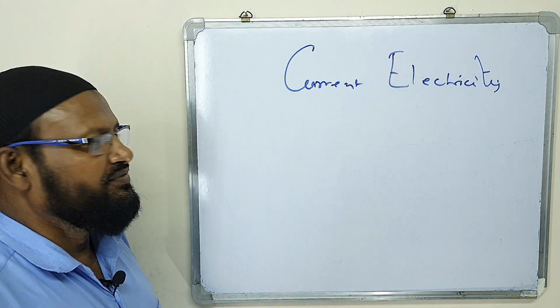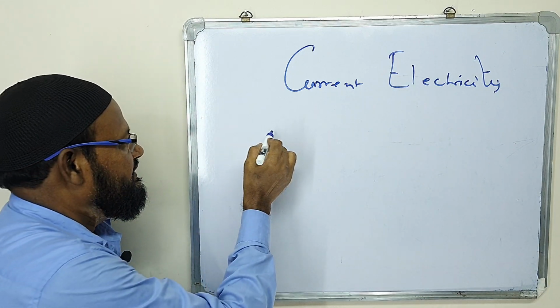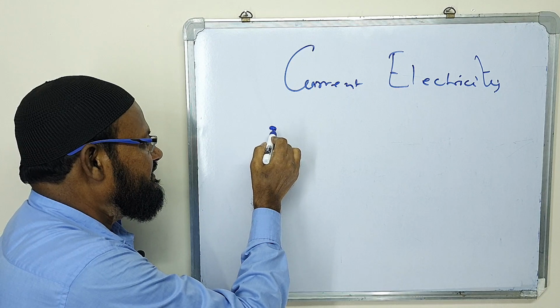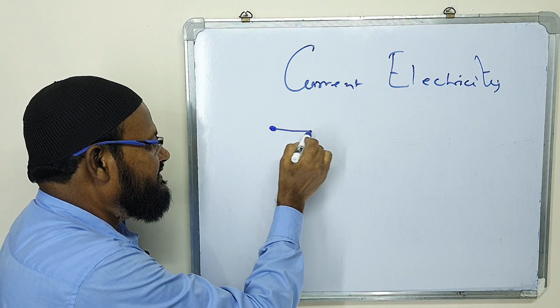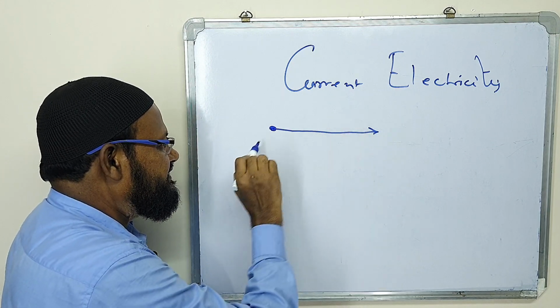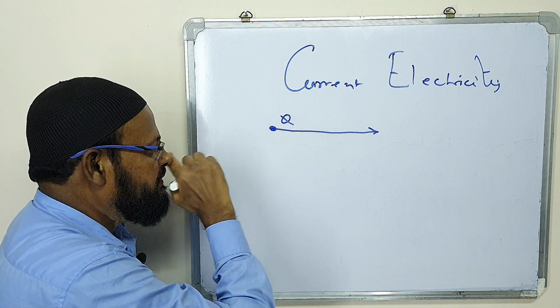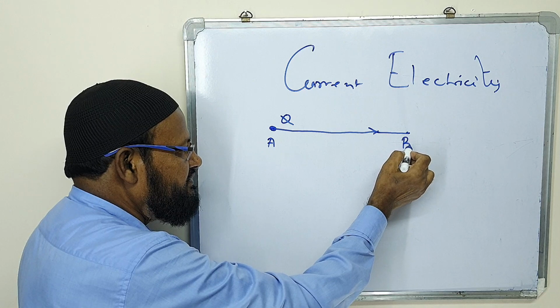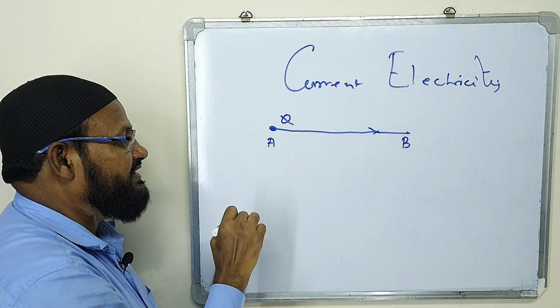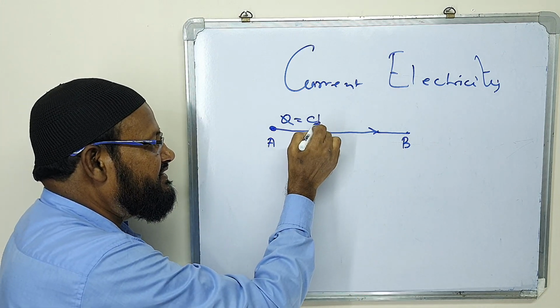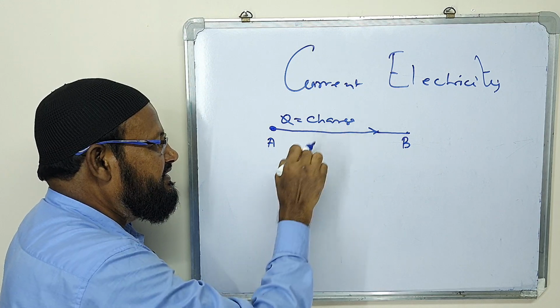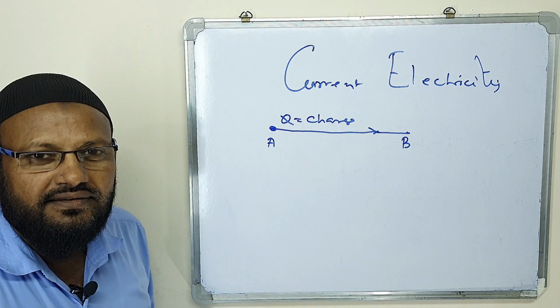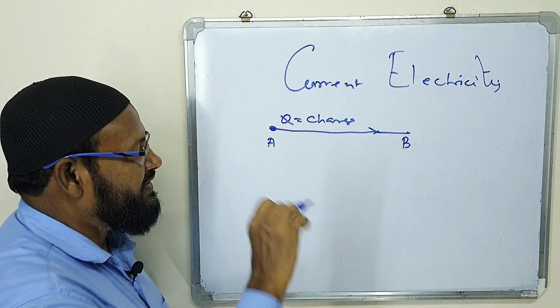First, here we have to know. Here is a charge, and this charge is moving in this direction. Suppose this charge is Q and this point is A, and this point is B. My question is, this is the charge, and the charge is moving in this direction. Which is the direction of current?